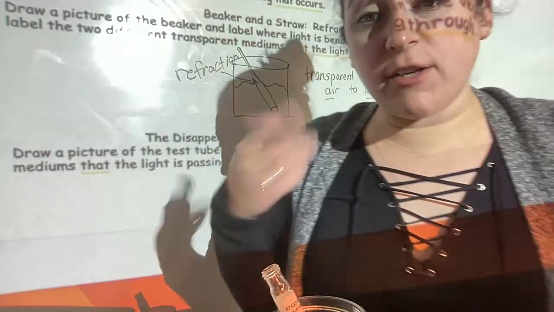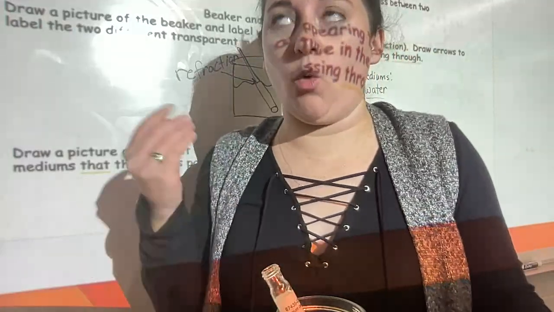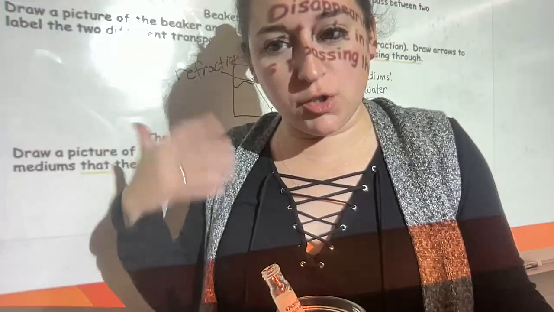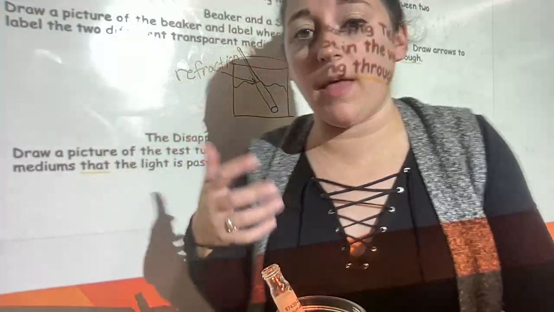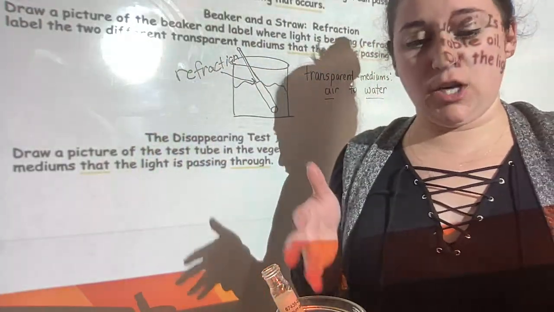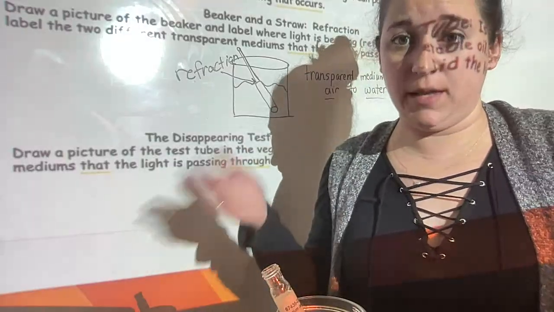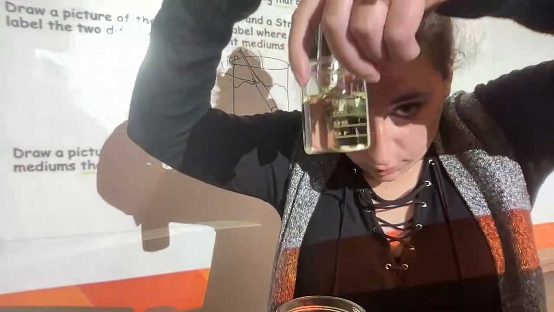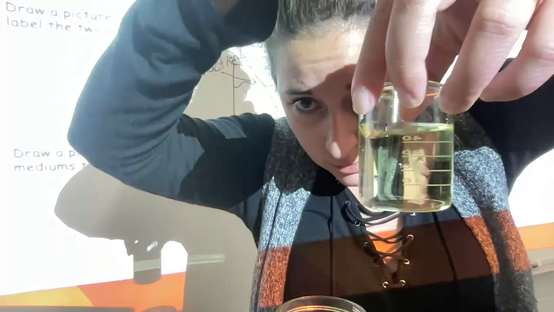So vegetable oil is definitely thicker, or more dense, than water, and so it definitely has a closer speed to the glass. And so we know that the bending of light is caused by a change in speed. So if there is no change in speed, the light is not going to bend. So I'm going to show you really quickly if I put all of these together and we look straight through. So hopefully you can see the test tube there.